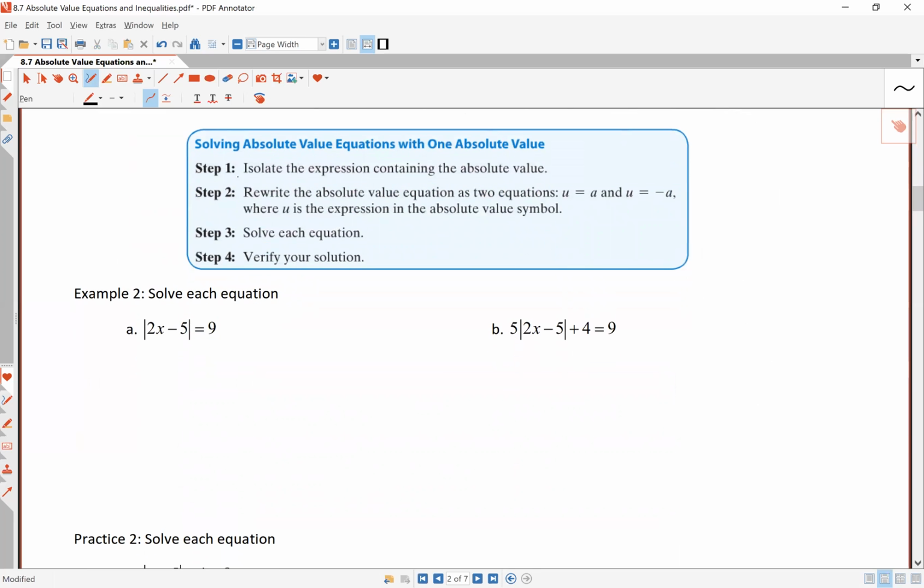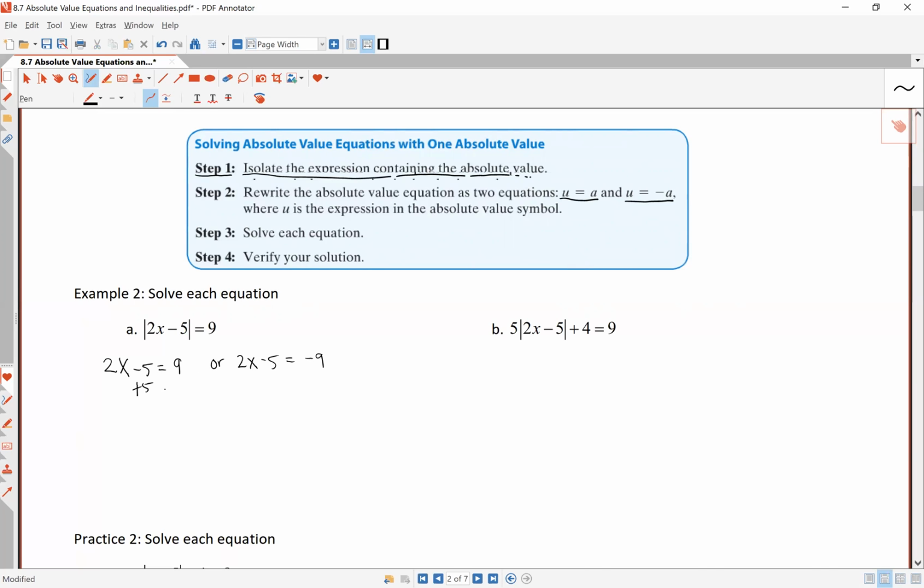This requires you to always make sure step 1 is done first. Isolate the expression containing the absolute value. Then you apply the process. Drop them and keep it the same. Drop them and take opposite. So once you've done step 1 and notice they're isolated, you drop the absolute value bars, keep it the same. Drop the absolute value bars and take the opposite. And now we have the two equations to solve.